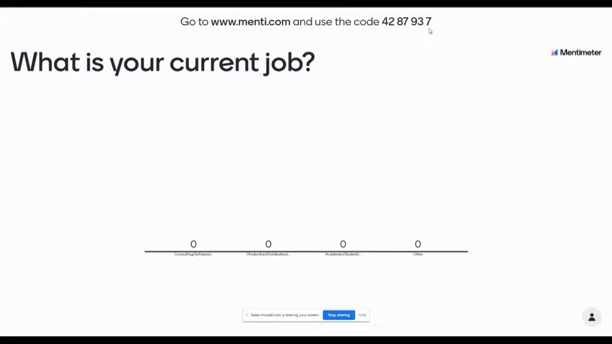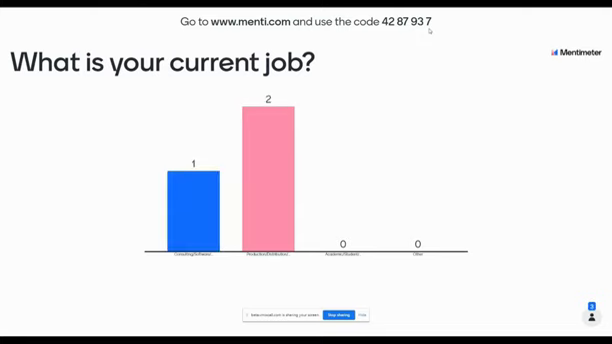If you go to menti.com and you give in the code, I will also do that in the meantime over here, you should be able to log on using the code, and let me see where you are. 937. You should be able to see the first question, so let me know.